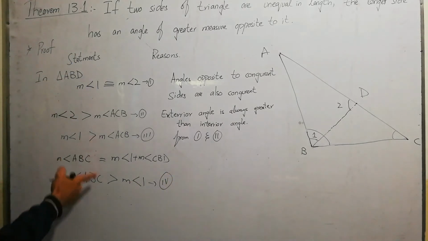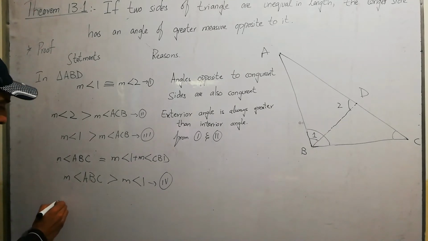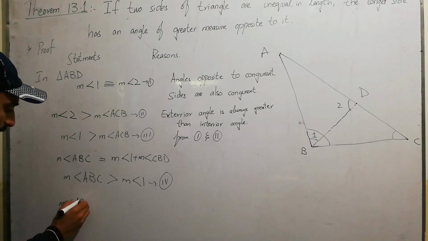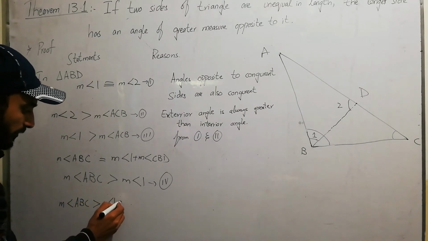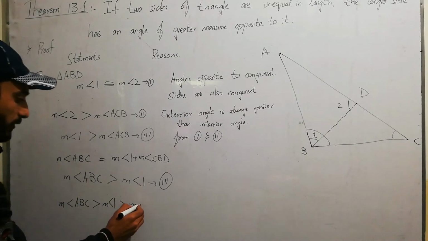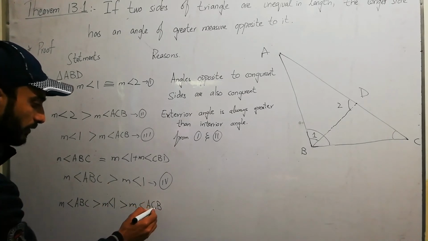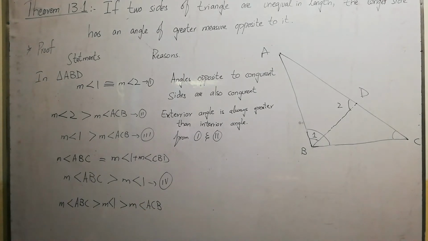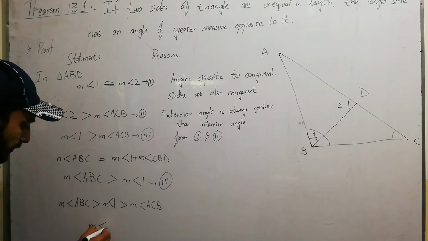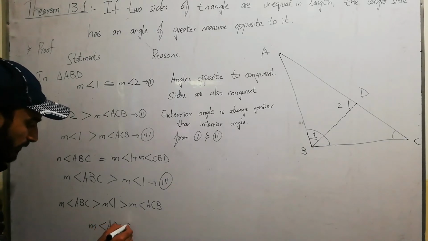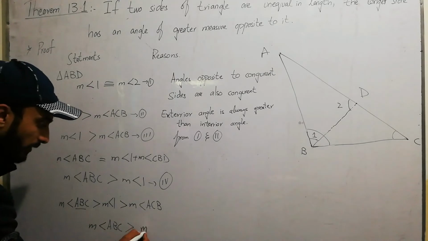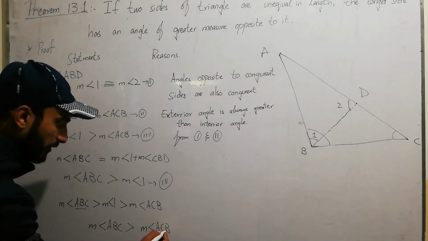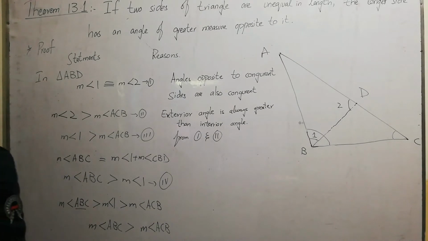So from equation number 3 and equation number 4, we can say that the measurement of angle ABC is greater than the measurement of angle 1, which is greater than the measurement of angle ACB. By using the transitive property, we can say that the measurement of angle ABC is greater than the measurement of angle ACB. If ABC is greater than 1 and 1 is greater than ACB, this shows that ABC is greater than angle ACB. In the reason we can write: transitive property of inequality.